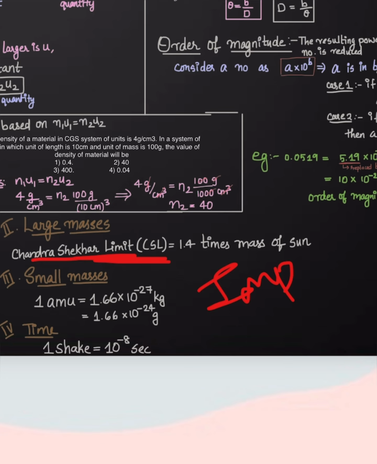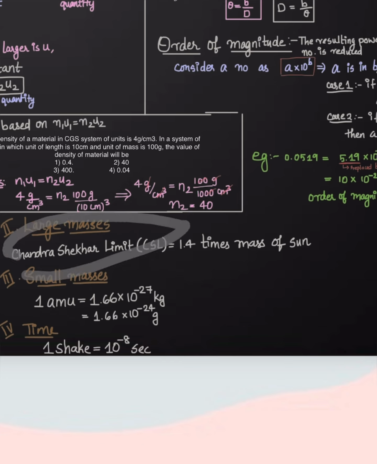The Chandrasekhar limit is the largest unit of mass, which is equal to 1.4 times the mass of the sun. It is the important thing. So 1.4 times the mass of the sun is the value of the Chandrasekhar limit.